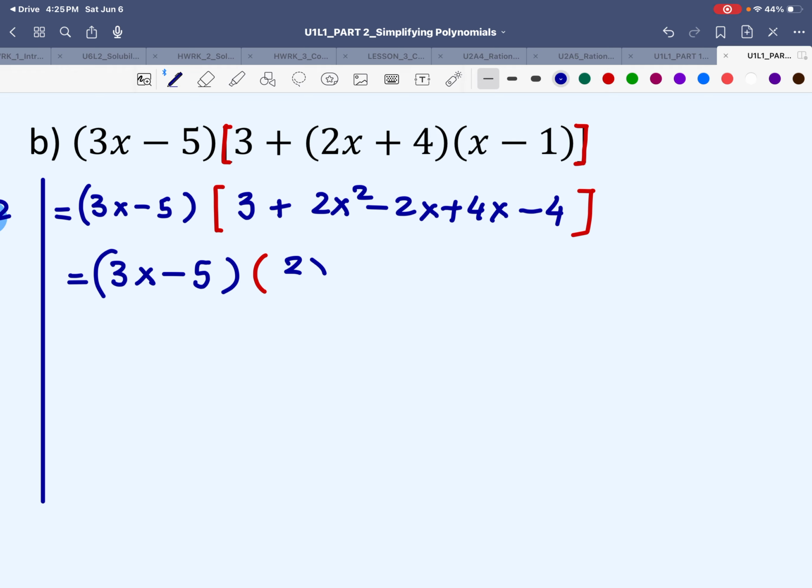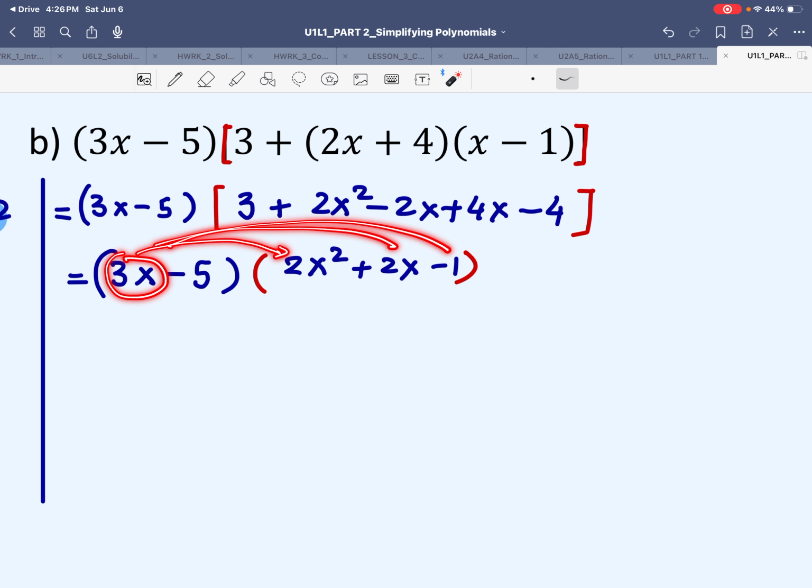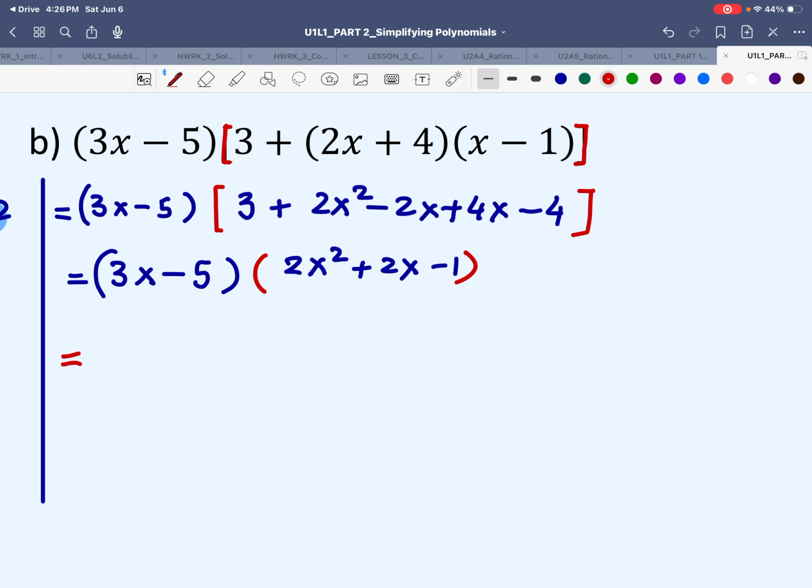We have the 2x squared term. We have negative 2 plus 4, which is a 2x, and then negative 4 plus 3 is minus 1. Close the brackets. So as you can see now, we have multiplication of a binomial with a trinomial. So simply take the first term and multiply it by every term in the trinomial. And then take the second term and multiply by every term in the trinomial. So we'll do just that.